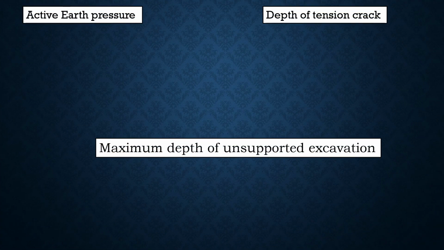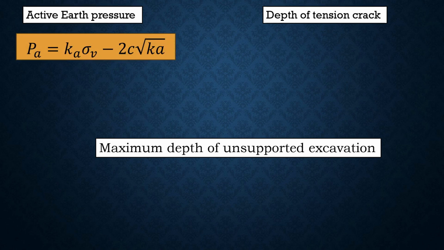Then next, in the question they ask about the maximum depth of unsupported excavation. For that, first we'll discuss the formula for the active earth pressure. This is the formula: Pa is equal to K sigma v minus 2C square root of K.